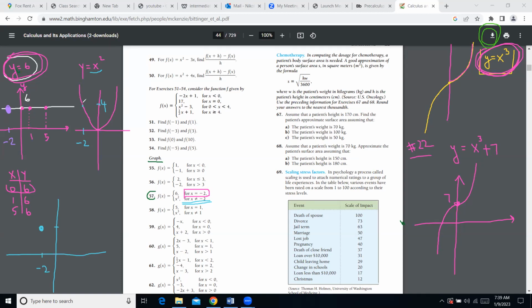So this point is not on the parabola. I have to pinch it out because it says x is not equal to -2. You see, x is different from -2. So whenever you have x equal to -2, that's it. You're just using 4.